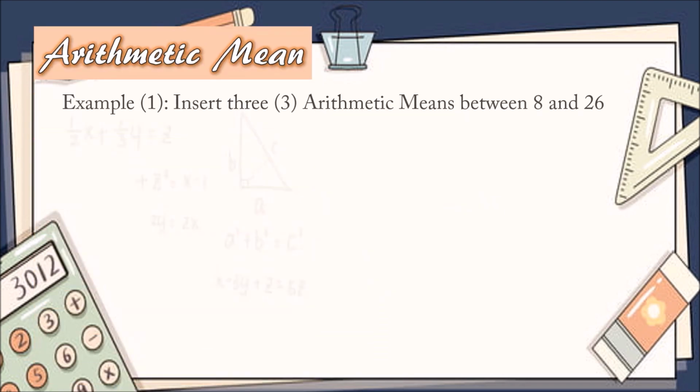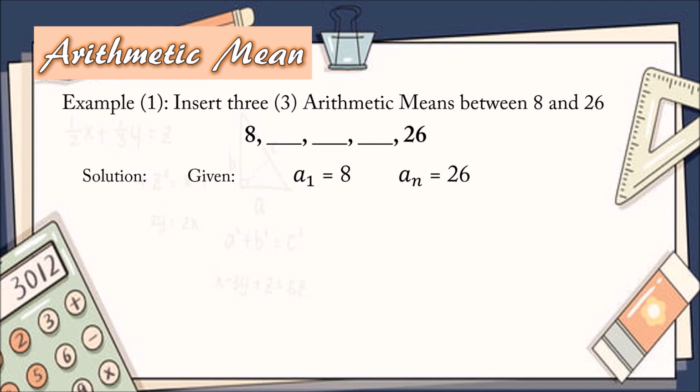We have here example number 1. Insert 3 arithmetic means between 8 and 26. So we have 8, blank, blank, blank, and 26. Solution: given that the first term a sub 1 is equal to 8, a sub n, which is the last term, is equal to 26, and n is equal to 5 since there are 5 terms in the sequence.